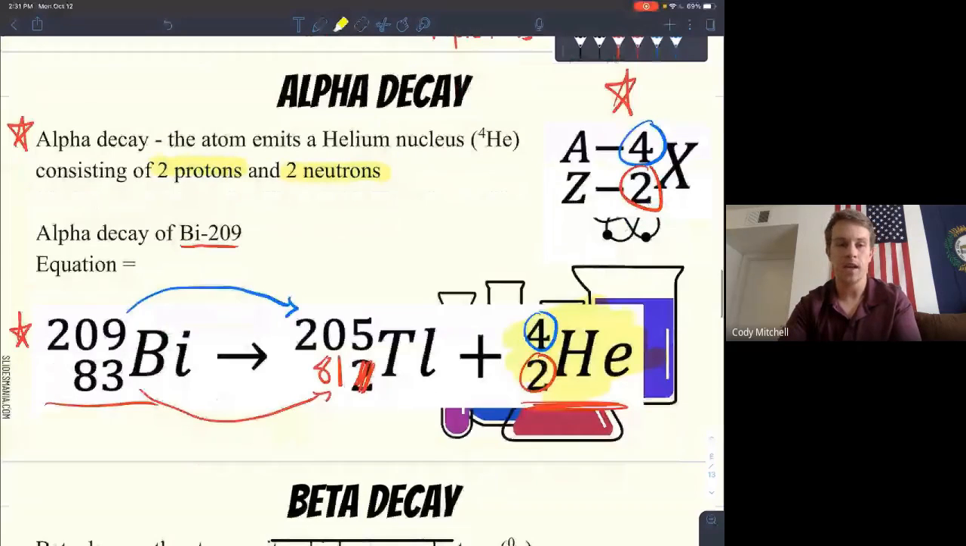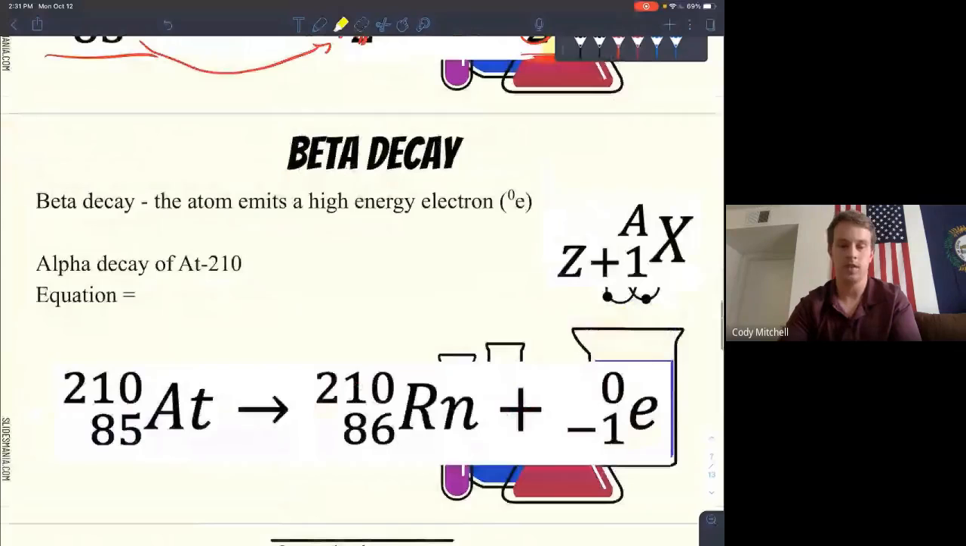In a beta decay, I'm not emitting a whole nucleus. It's not going to be a helium nucleus. It's actually just an electron, and it's a high energy electron. My general equation for a beta decay is the element symbol, the atomic mass is not going to change, and the atomic number actually goes up by 1.